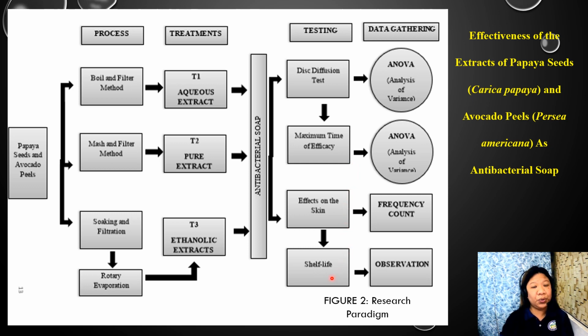So what will you do with the result? So data will be gathered and analyzed through, let's say, the statistical tool ANOVA, or the analysis of variance. And then how about the other components of the testing? Then what will you do with the data gathered? So it will be analyzed, interpreted, and presented in the form of tables or graphs, and then you come up with a summary of findings and conclusion.